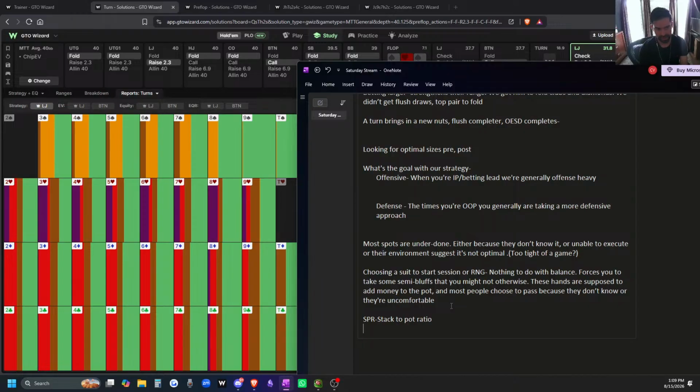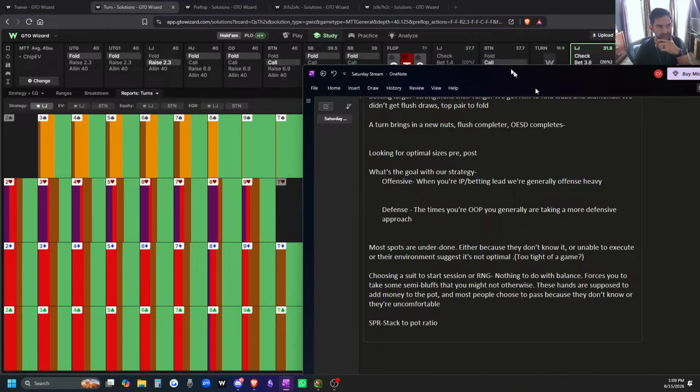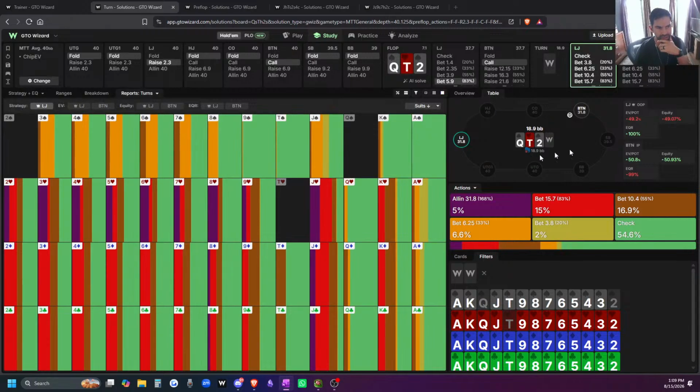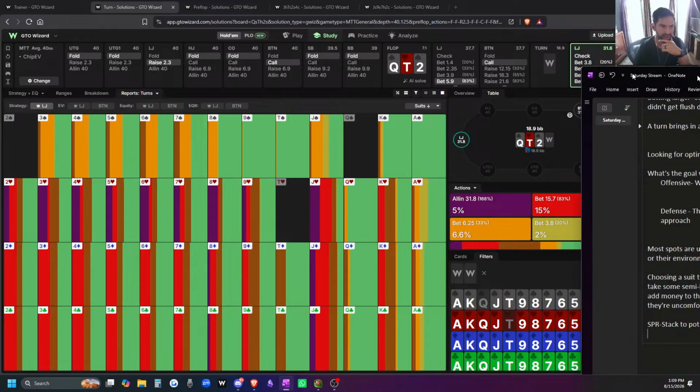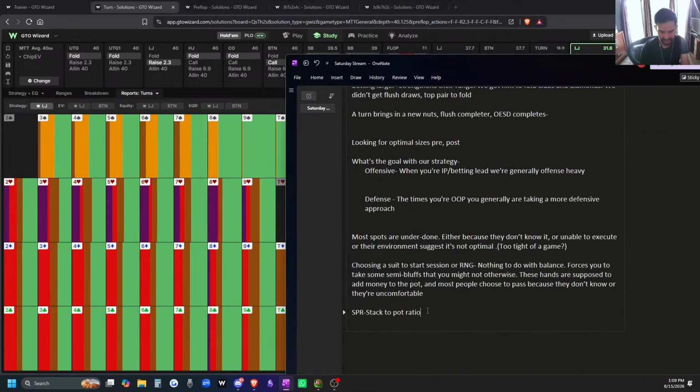In case people aren't sure, SPR means stack to pot ratio. So all you've got to do is divide your stack into the pot. You don't need to be too accurate. 1.5 is this SPR, who cares? It doesn't really matter. It's basically another way of determining value thresholds. So low SPR, let's just say maybe less than 2.5 or 3 maybe. I don't really know.